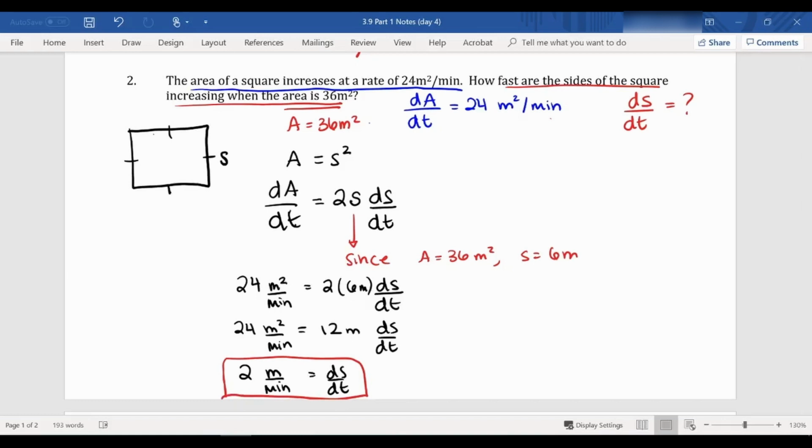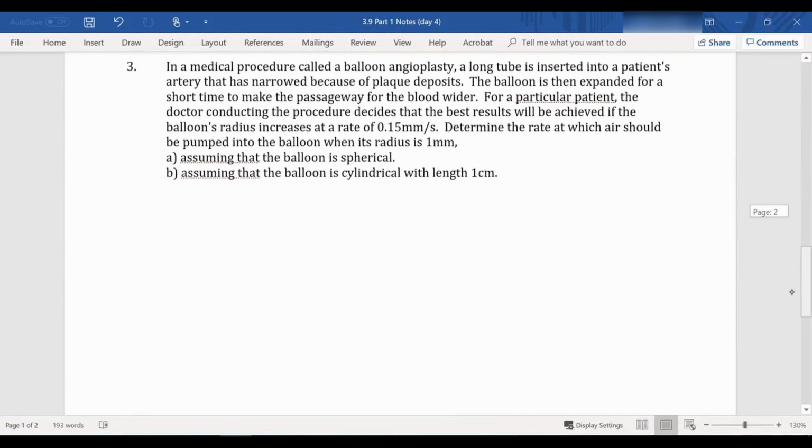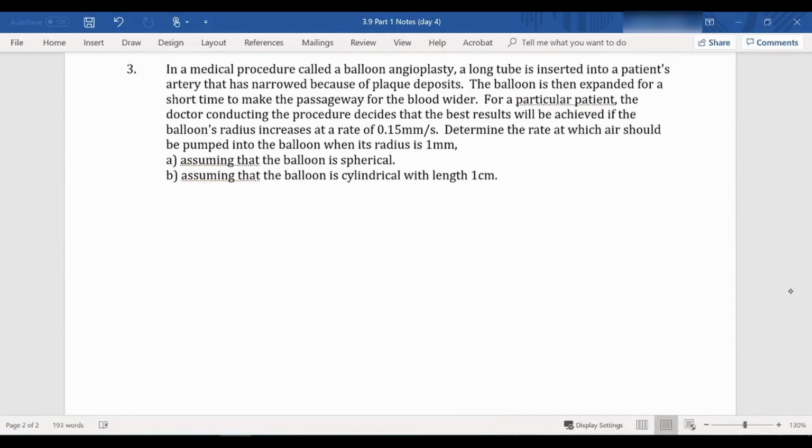We're going to try some with volumes now. These were areas. So this one looks a little scarier. When you just look at it, you're like, oh my goodness, that's so much writing. It's not. We're going to break it down.